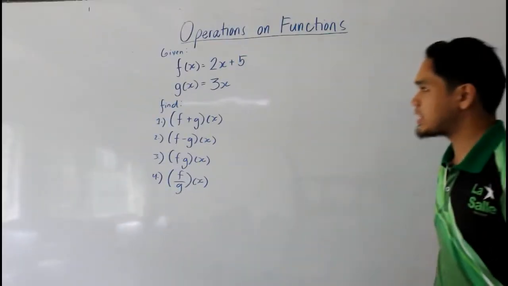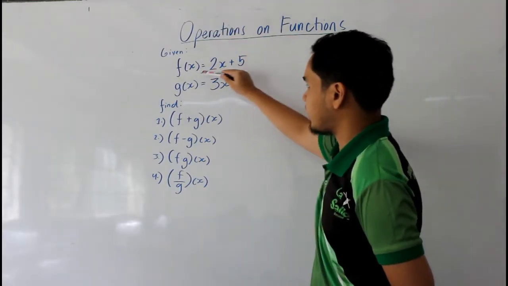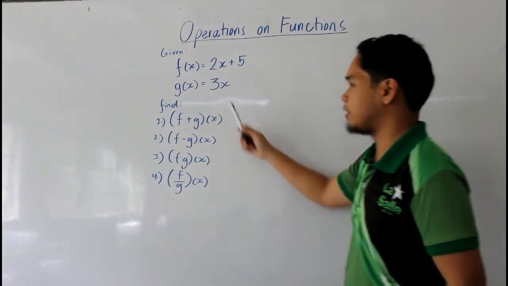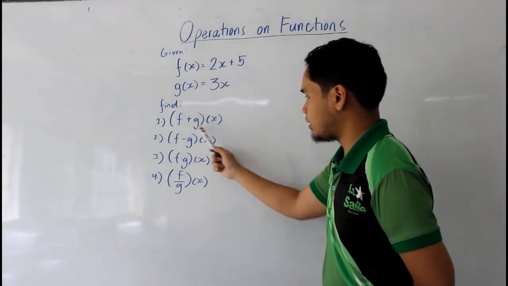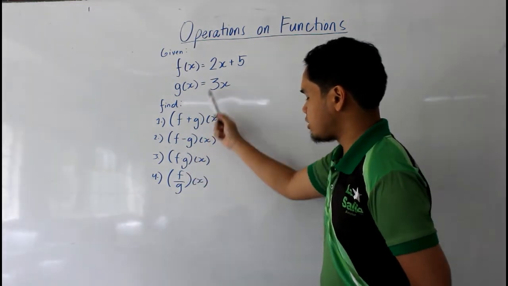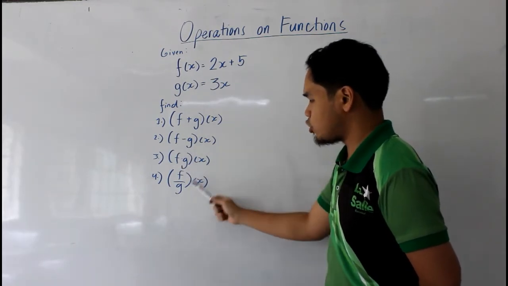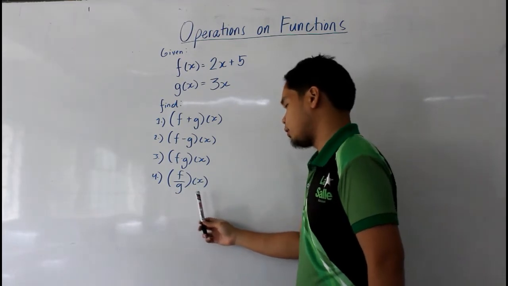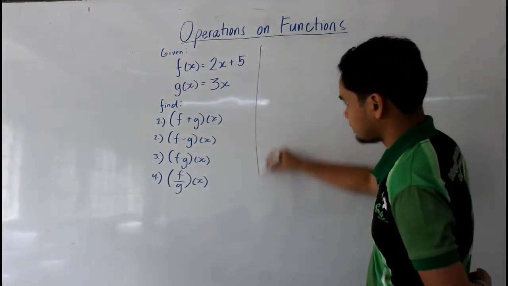Okay, so let's have some examples here before we have some exercises. Say we are given f of x equals x plus 5 and g of x is equal to 3, or 3x rather. We are asked to find the sum of the functions f of x and g of x, the difference f minus g, the product f times g, and the quotient of f over g. Let's try to answer number 1 first.